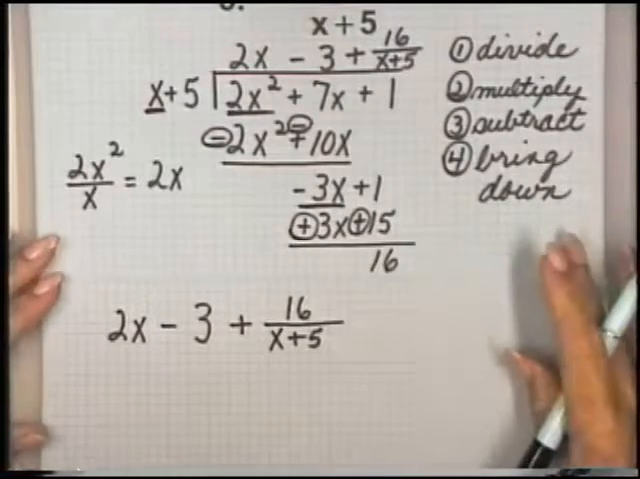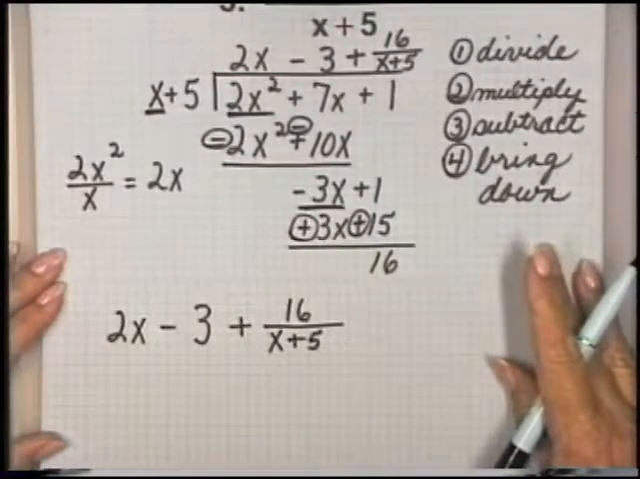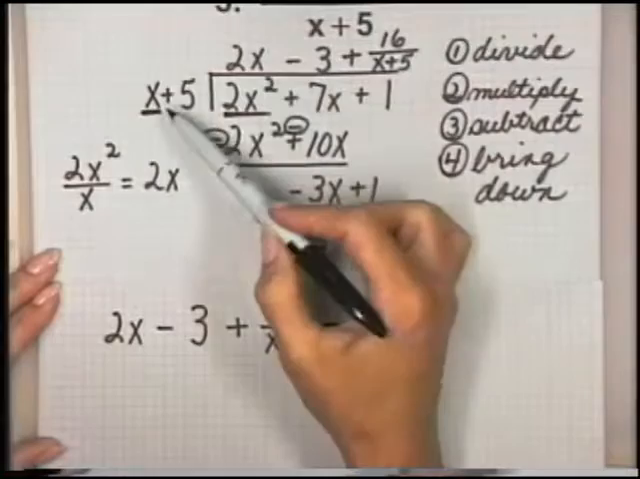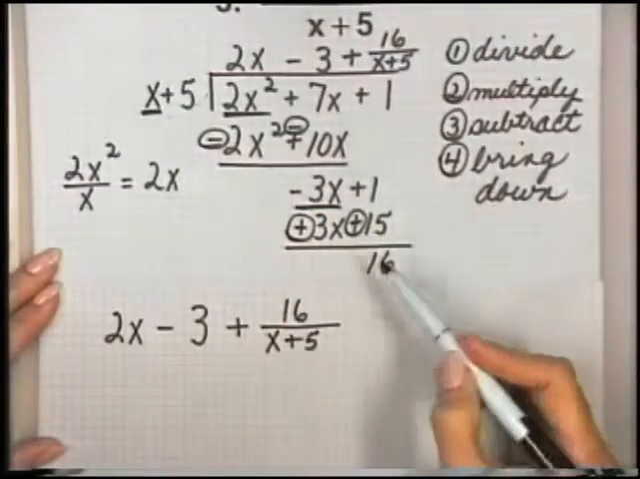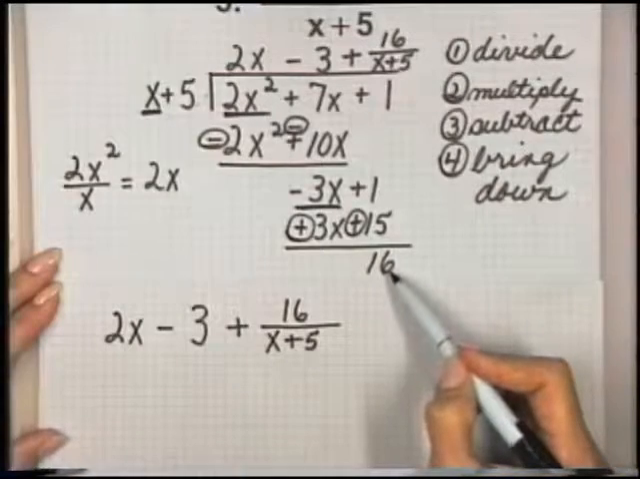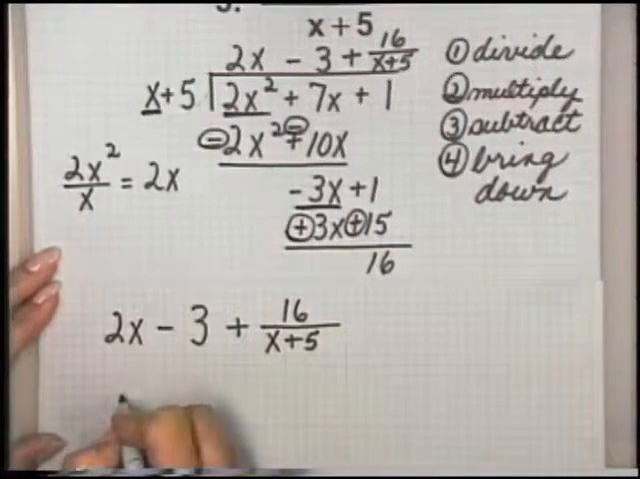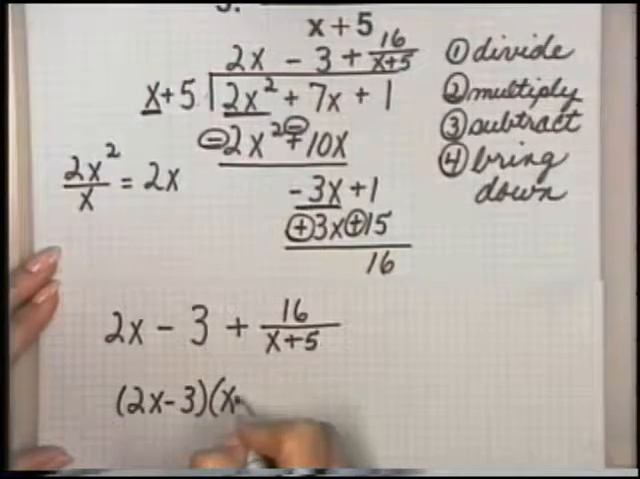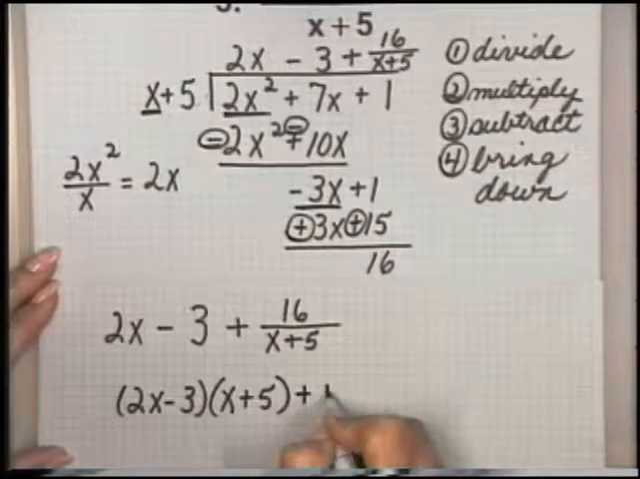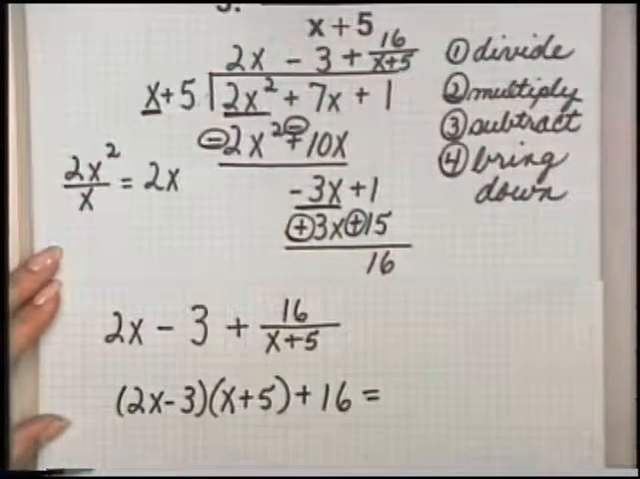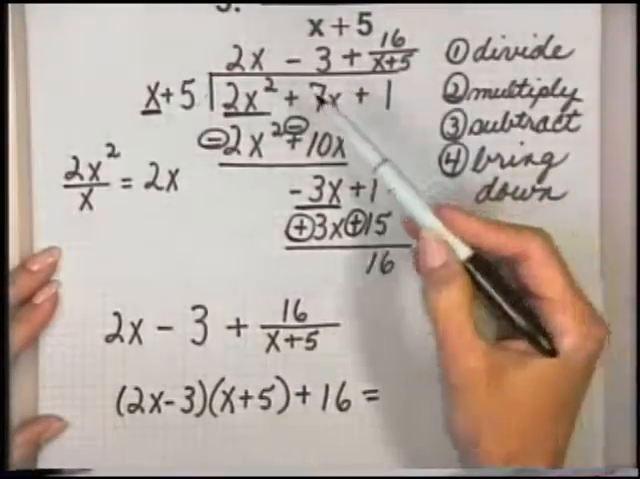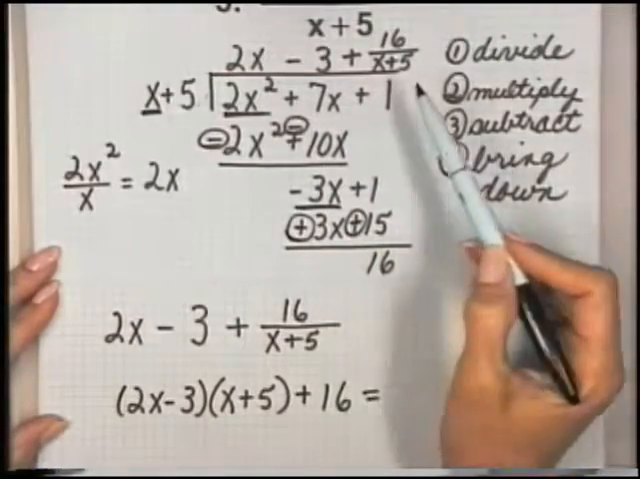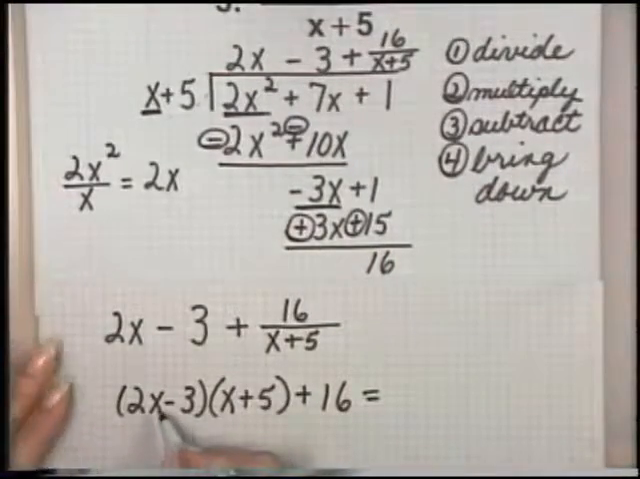Now to check to see if this is correct, we will check the same way that we use to check arithmetic. We'll take the 2x minus 3, we'll multiply times the x plus 5, and then we'll add the remainder, 16. So let's write that. Let's take the 2x minus 3, let's multiply it times the x plus 5, and then let's add 16. When we do that, our resulting polynomial should be our polynomial that serves as the dividend. We should get 2x squared plus 7x plus 1. Let's see if we do.